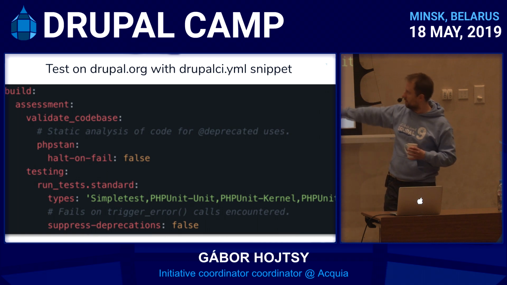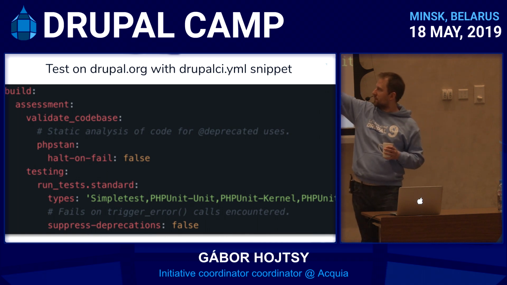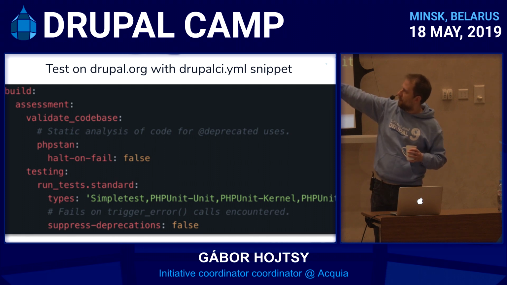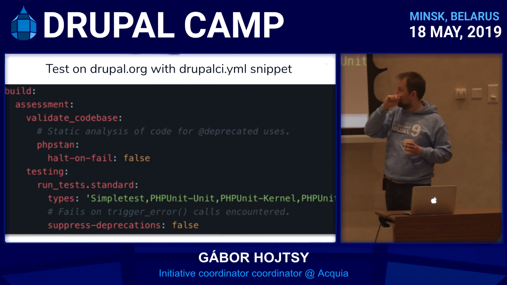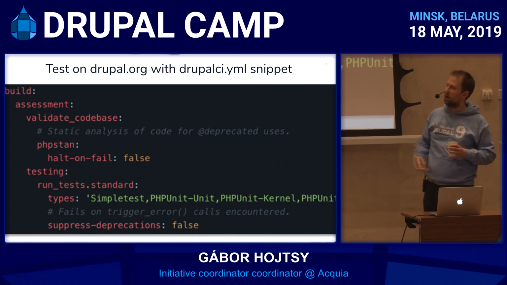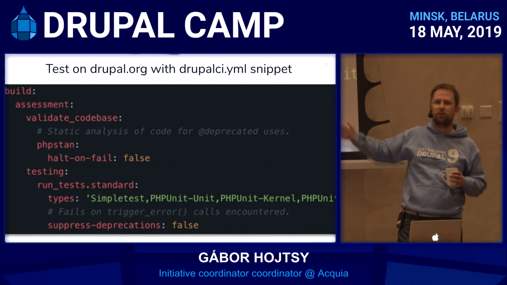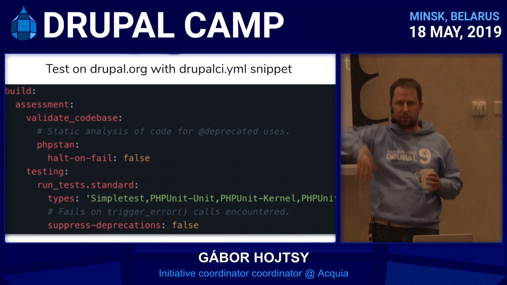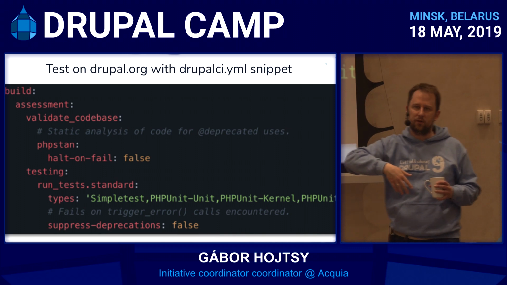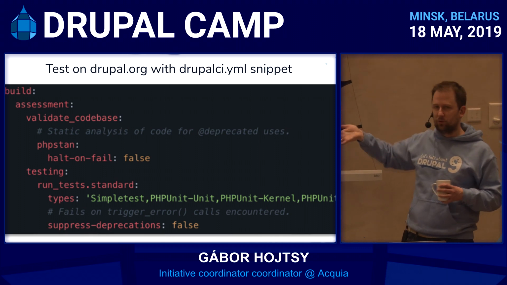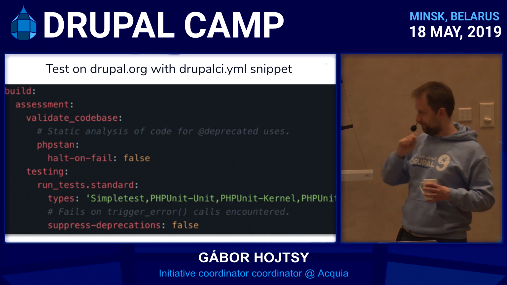fail your tests. And there's also static analysis, which is basically the same thing as Drupal Check. That's PHPStan, which you can add to your drupalci.yml in your Drupal.org contributed project, and that will run the same Drupal Check command on Drupal.org and will print a report as part of your test results. So Drupal.org maintainers can use these two tools to prepare for Drupal 9.